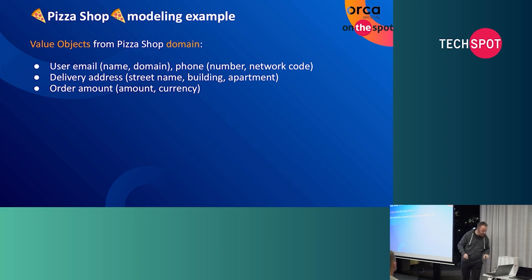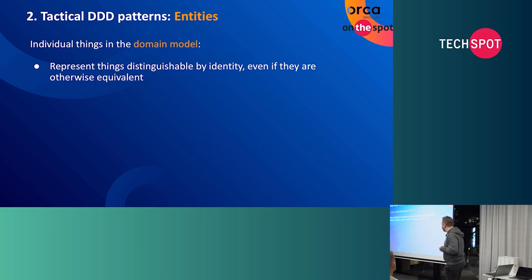In our modeling example, user email can have name, domain, phone number, and network code. As you may see, you are free to choose what they are. Is it just simple types, primitive types like strings, integers, and so on, or is it like a class, a compound that has different fields and attributes inside of it? So you can create your own value types by providing your own classes and types, like delivery address, order amount, and so on.